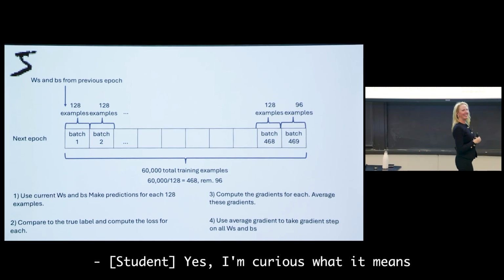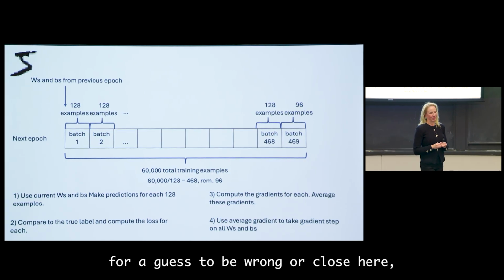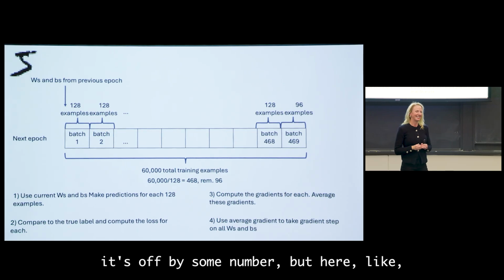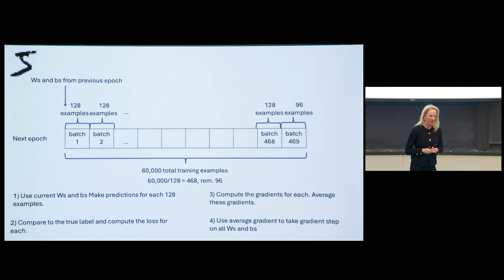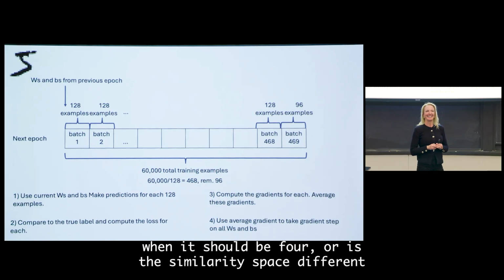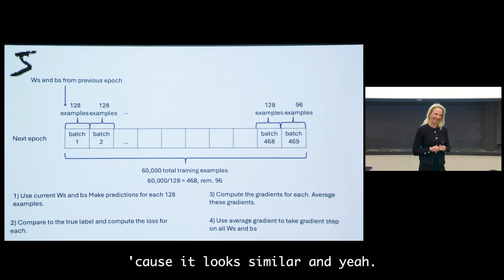Yes, I'm curious what it means for a guess to be wrong or close here. In the house pricing example, it's off by some number, but here is it off ordinally, where it guesses 5 when it should be 4? Or is the similarity space different, where it guesses 9 when it should be 4 because it looks similar?